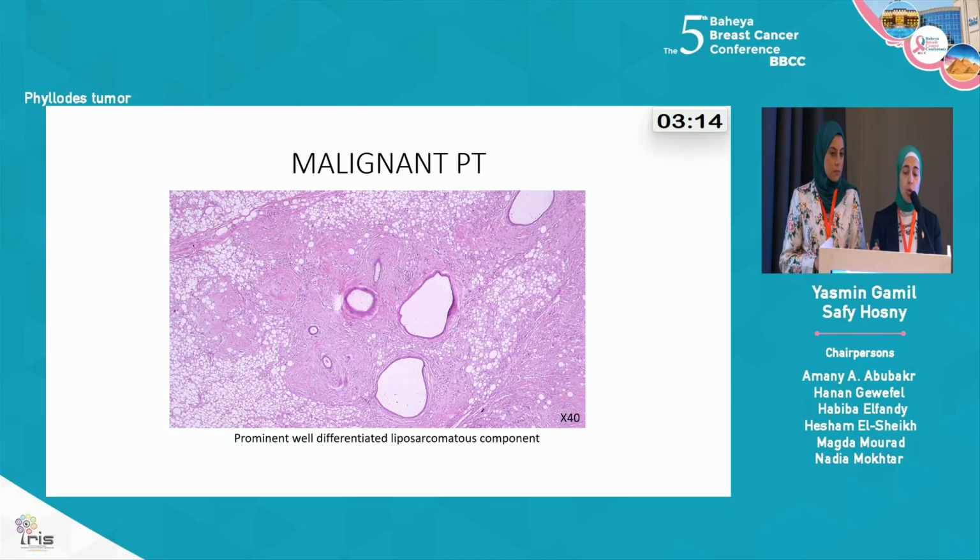This case also showed areas with a prominent, well-differentiated liposarcoma component, and as we said before, if we find this entity alone in a phyllodes tumor, we cannot qualify the case as being malignant. We should find other features such as mitosis, stromal growth, and infiltrative borders to say that it is malignant.